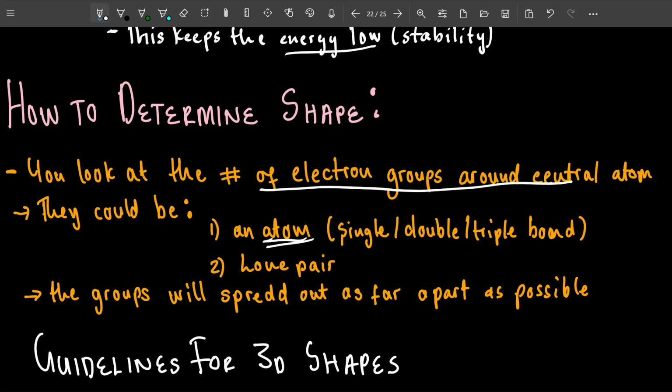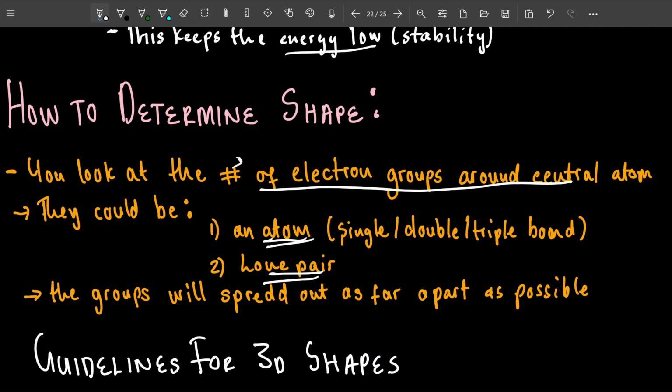Atom, you treat it as an electron group, or we can call it an electron domain. Or you can look at a lone pair, which we are not going to focus on, or electron pair. These things, if they are there, I'm going to show you with diagrams and it's going to make sense. When they are there, that is what you are going to use to know the shape, and that is going to be the number of electron groups.